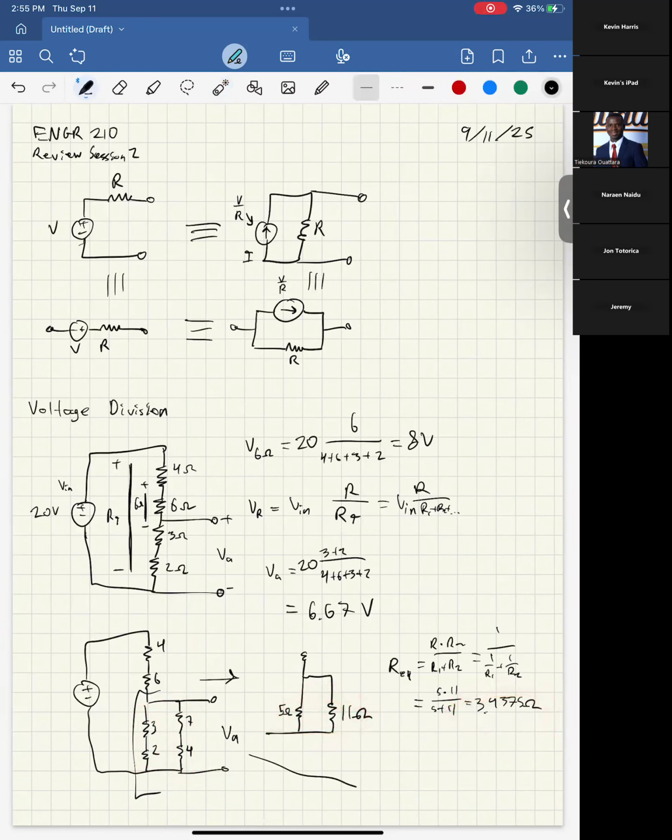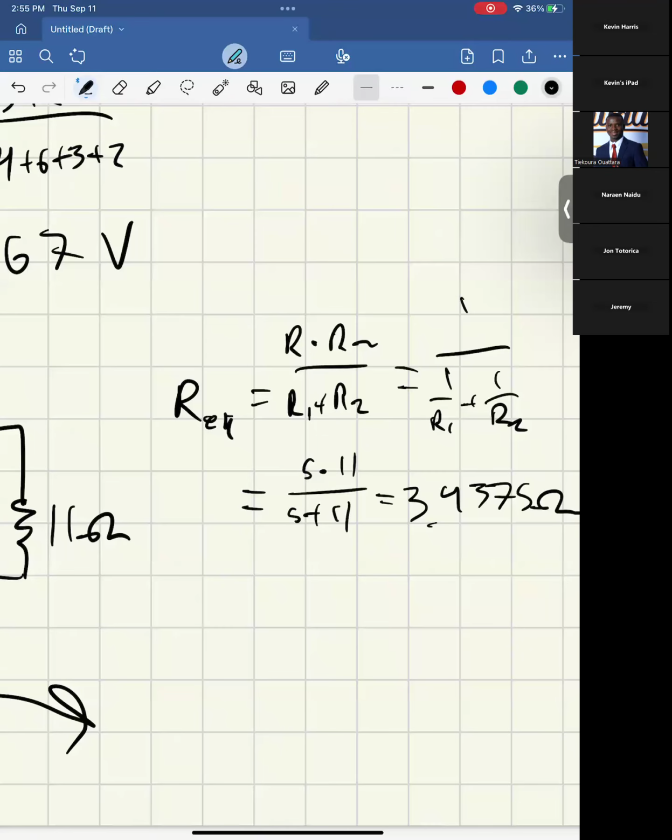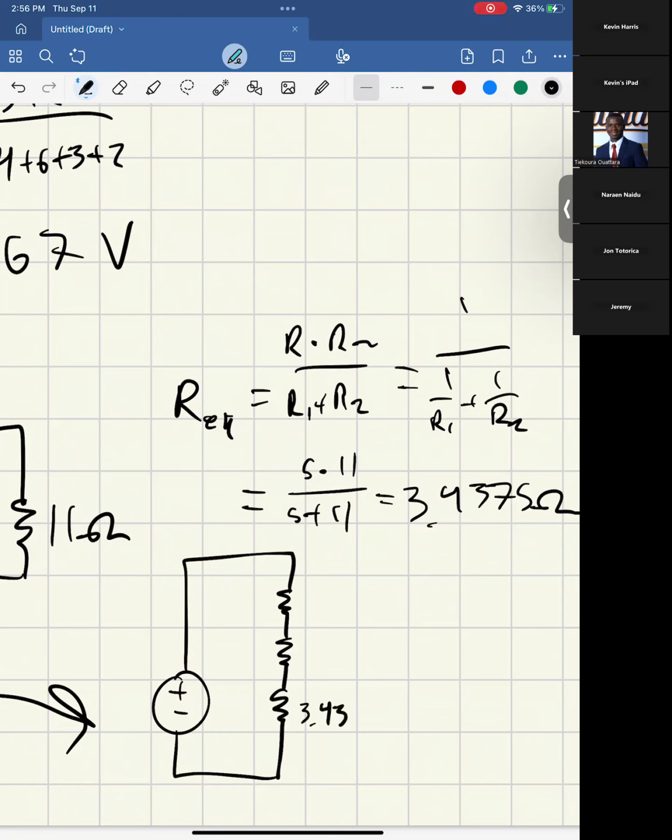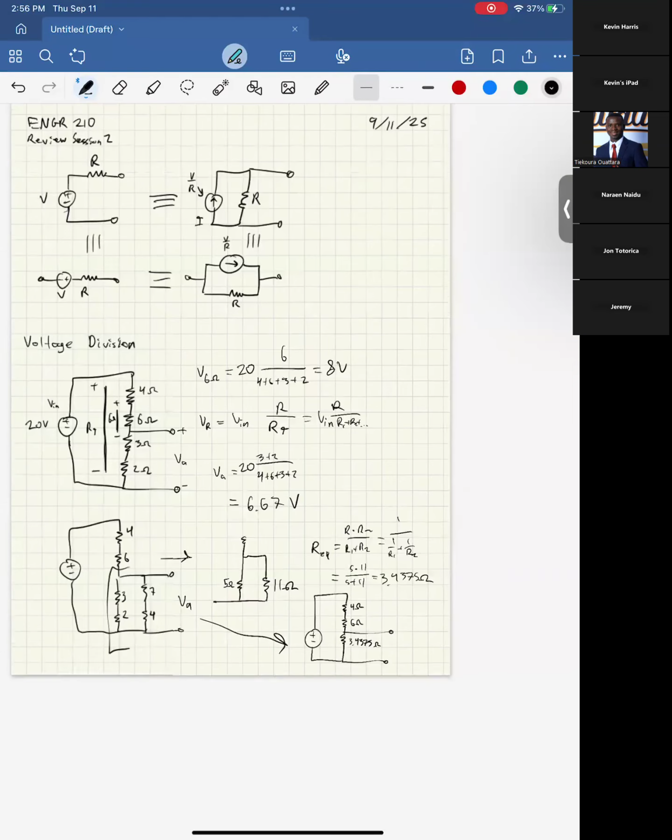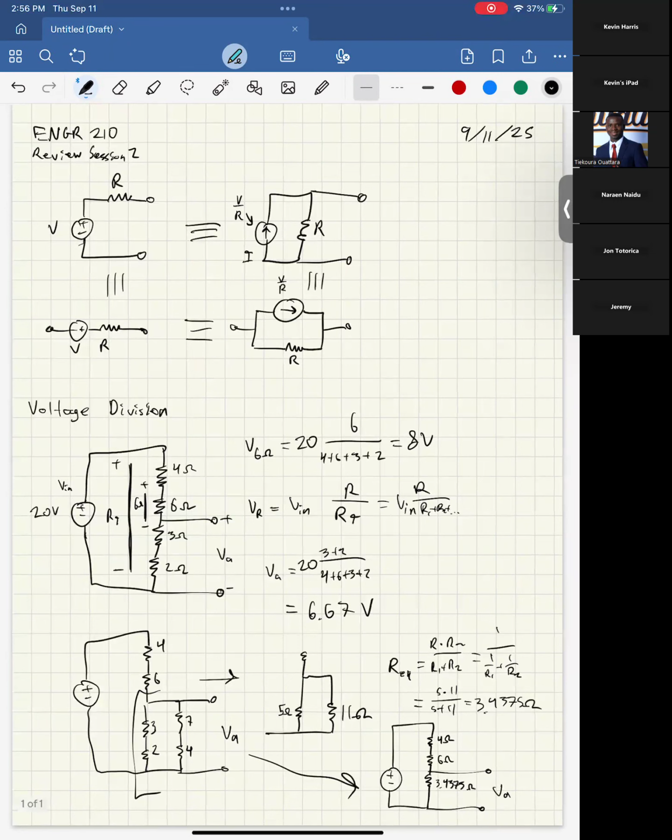So this would end up becoming, if I go down here, 3.4375, 6 ohms, 4 ohms, and then we'd still have that VA at the same point because these 2 points haven't changed at all, right? This here is still this here, is still this here. This here is this here, is this here. So then once you have this, you can do voltage division just in the same way I described earlier.